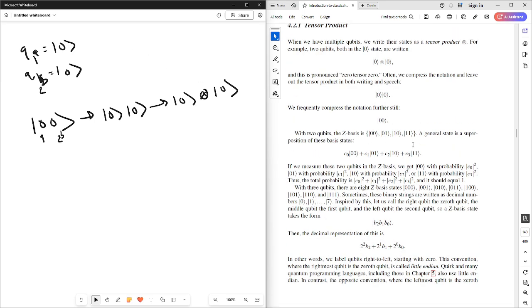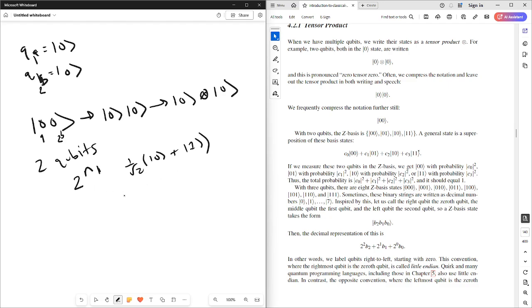So with 2 qubits, the number of possibilities of superposition increases. It's 2 to the n. Back when we had 1 qubit, we were seeing things like the Hadamard with 1 over square root of 2, state 0 and state 1. Half chance of being in state 0 or state 1.